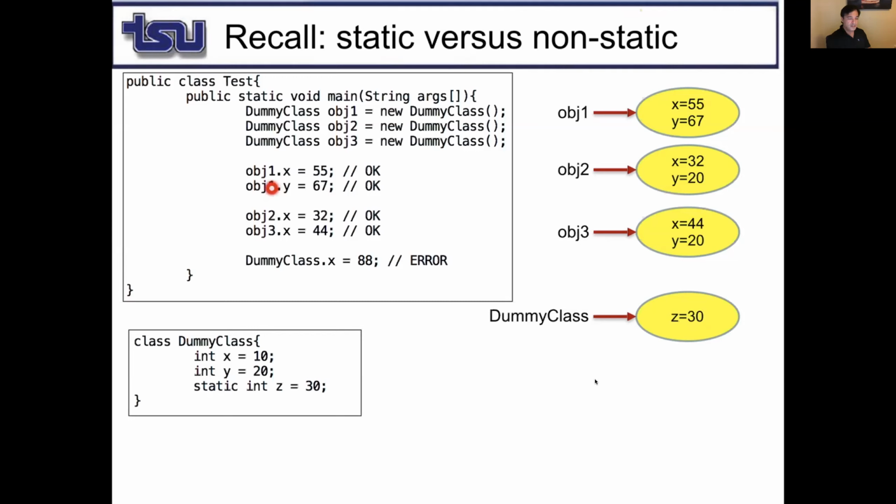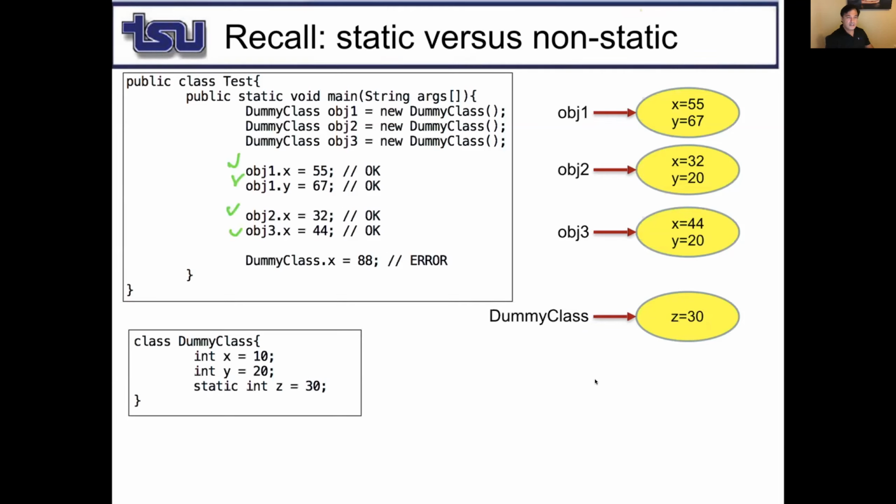Similarly, go to the memory space where obj1 points to and change it to what? 67. So that's also okay. And that means this is okay. This is okay. Obviously, these are also okay because there's no confusion. When I say X, go to the memory space obj points to, and change that one, or change this one.